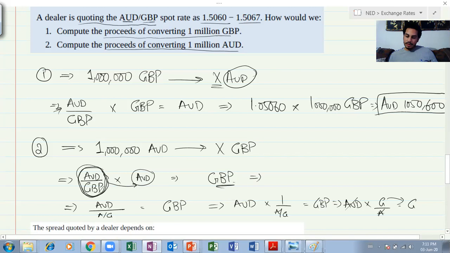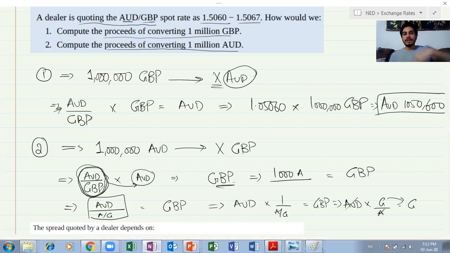So let's move forward. I simply need, the quote is this. This is the quote I want to follow. So how much AUD do I have? I have 1 million AUD. I'm writing 1,000 instead. Now, divided by, so I get pounds. Now I ask you the question again. Shall I divide with the highest number or the lowest number? The number in which I'm the loser. I should get the least pounds, right? I should get the least pounds.